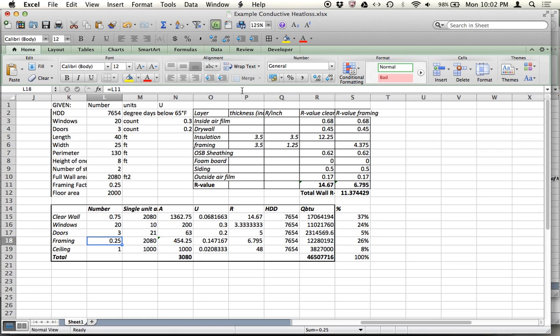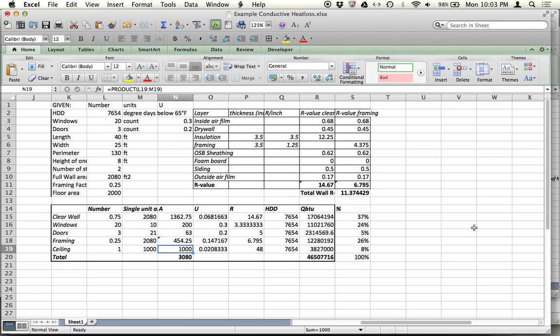Framing factor then, or the framing, uses the framing factor times the single unit area. Notice that it is exactly the same as a clear wall single unit area, but it's multiplied times 0.25. And of course, it's actually the full wall area minus the windows and the doors times the framing factor, so times the percentage that's actually framing and not insulation. And for the ceiling, in this case, the ceiling is going to be the same as the floor area. It's going to be the length times the width. So now we have the areas for all of our components.